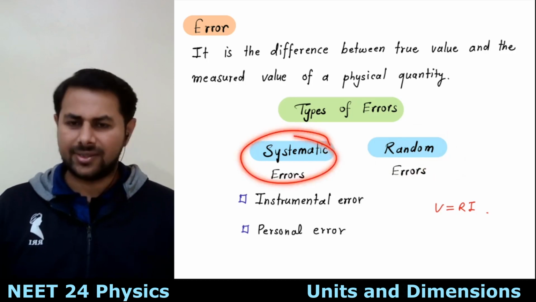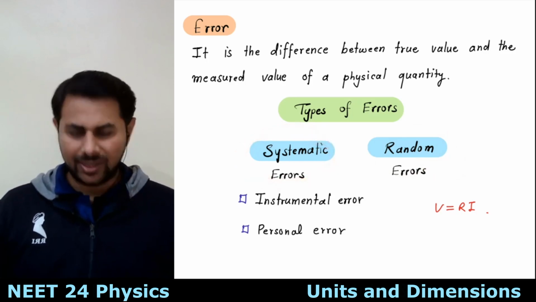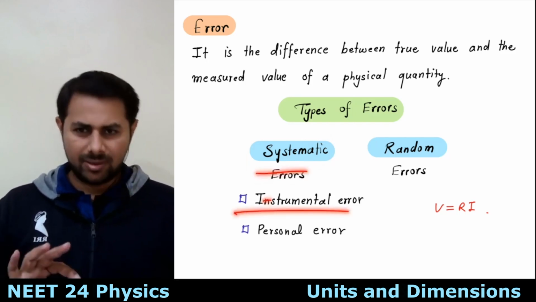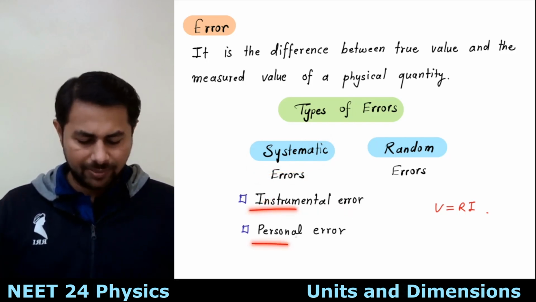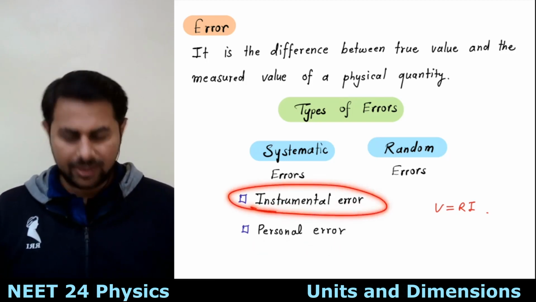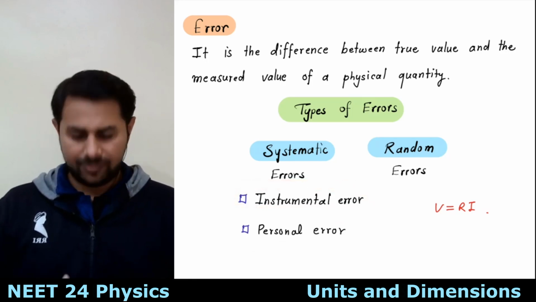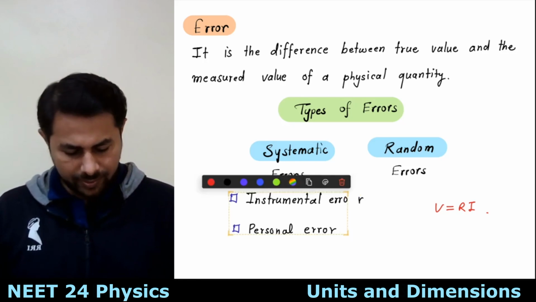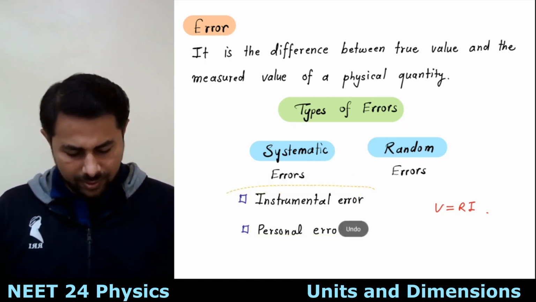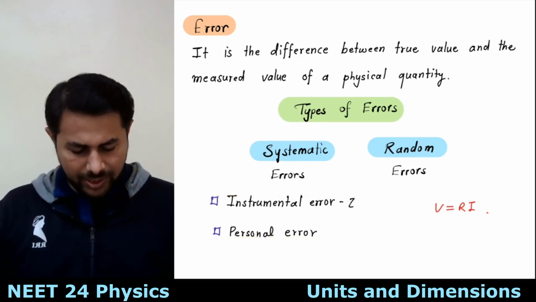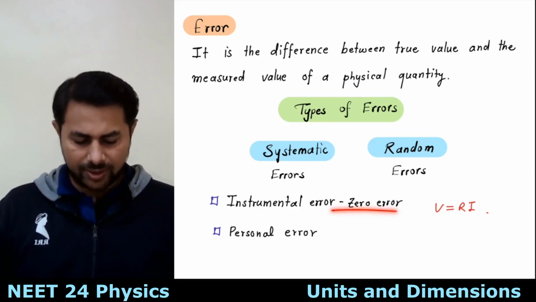But systematic errors can be minimized, or they can be corrected. How? Systematic errors are majorly of two types: one is instrumental error, one is personal error. What is an instrumental error? Error in an instrument. For example, zero error.